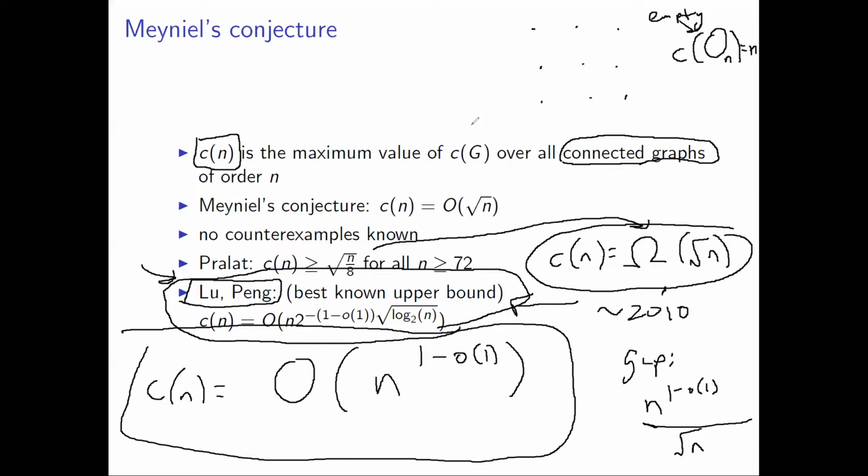So the reason why I mentioned Meyniel's conjecture is because there's some related problems which we'll look at in a few more slides, and they're related to another optimization problem which has been considered for the cop versus robber game. So this one is a natural optimization problem, trying to find the maximum value of the cop number over all connected graphs. And there's another optimization problem which involves both the cop number and the capture time. So we'll look at that.